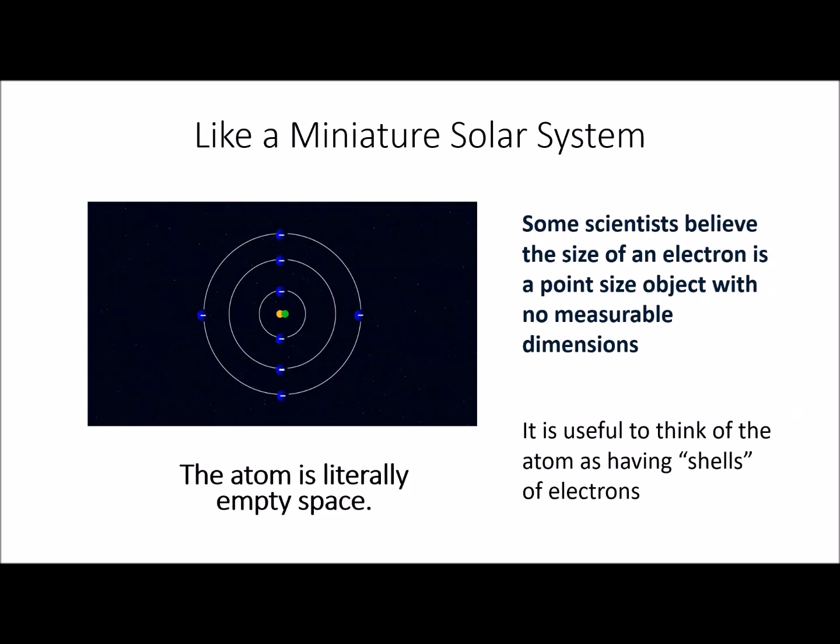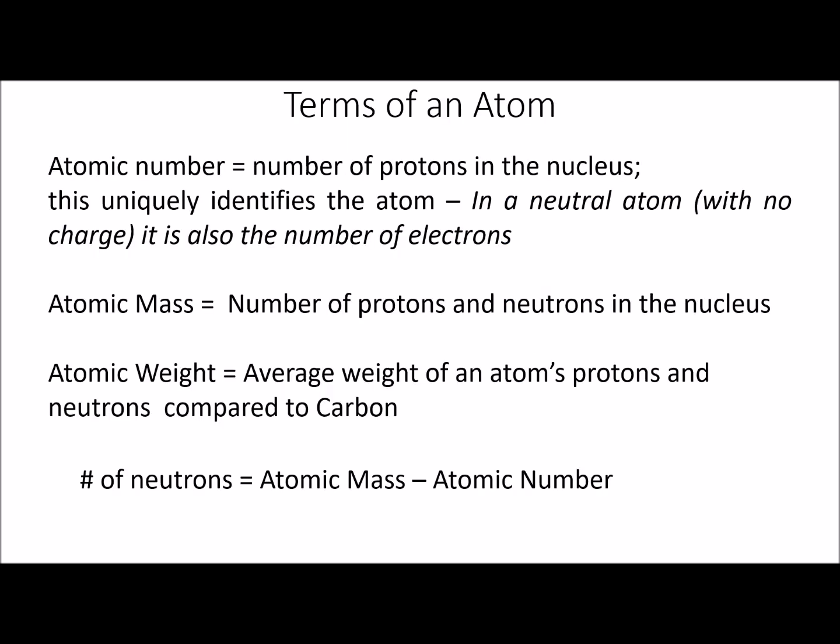So we talked about the size of the nucleus. What about the size of the electrons orbiting the nucleus? Well, a lot of scientists think that it's just a point-size object, that the electrons are so small they have no measurable dimensions. So literally, the atom is mostly, almost all, empty space. And again, it's useful to think of the atom as having shells, where each shell can hold a certain number of electrons. And the shells are from the closest to the nucleus to the shell that is farthest away from the nucleus. And these are some of the terms we use when describing an atom.